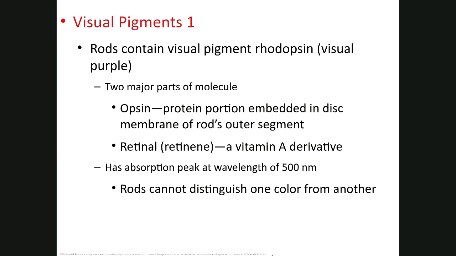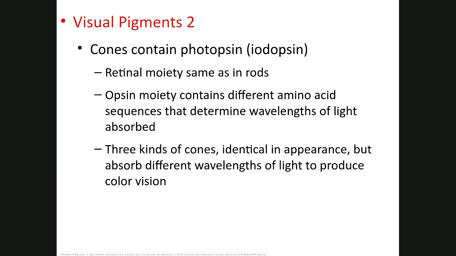Rods contain rhodopsin, which is made up of opsin and retinal, which is a derivative of vitamin A. This will help the rods to produce the image. Cone cells have photopsin, which is also an important mechanism for the detection of light.